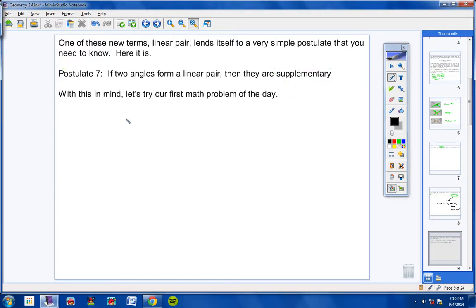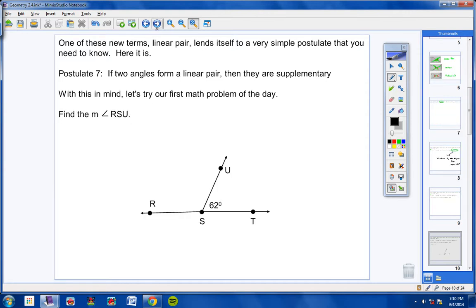Okay, moving on. Now, with this in mind, let's try our first math problem of the day. So please copy this problem in your notes if you would, please. I want you to write down the words, find the measure of angle RSU. That's what that phrase means. It means the measure of angle RSU. So find the measure of angle RSU, and then copy this diagram in your notes if you would, please. Copy that down, all right?